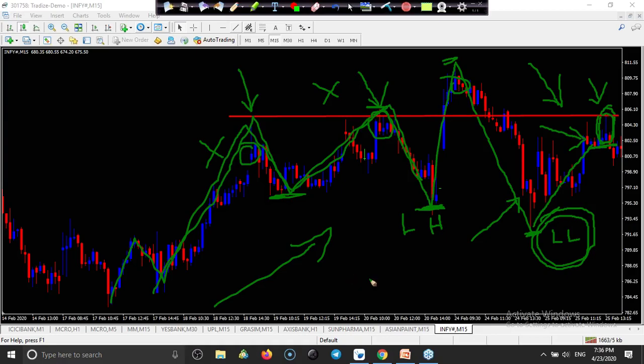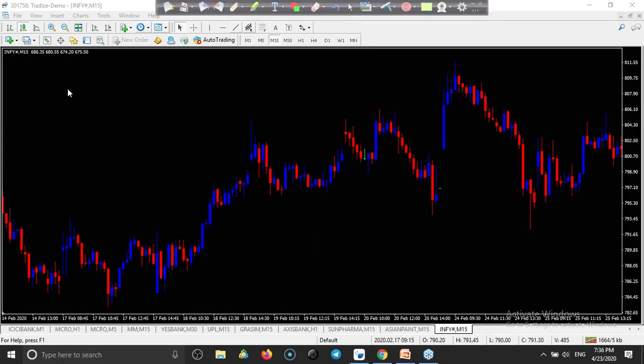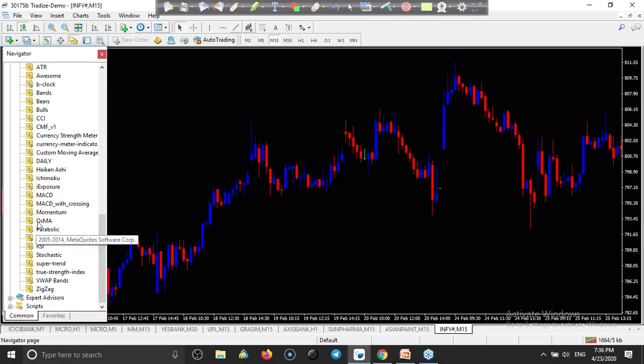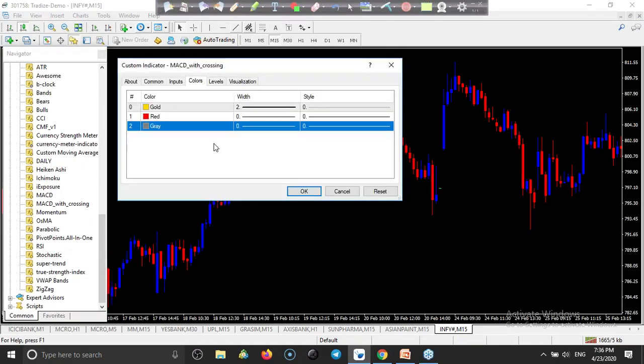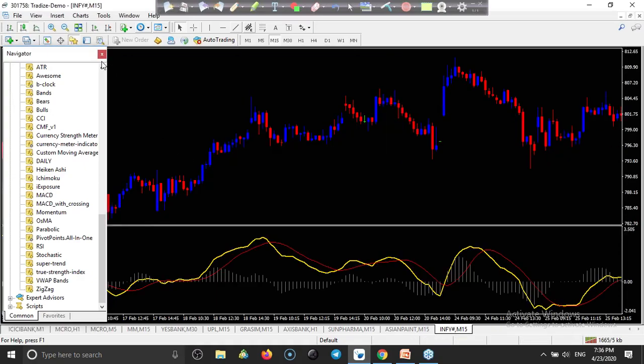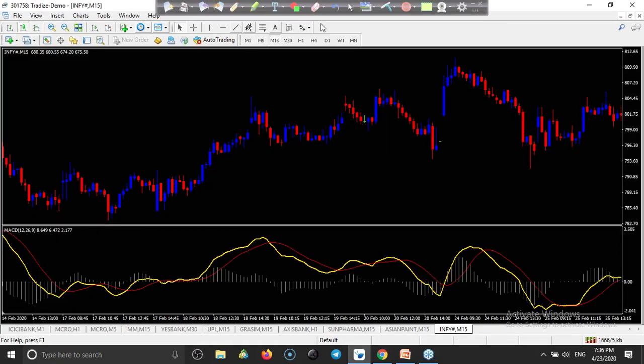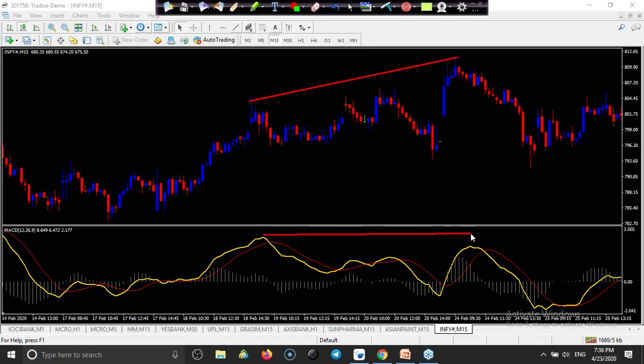If we use MACD or another indicator, we will find another thing here. Let me use MACD. Okay, MACD crossover. Let me use MACD divergence. Okay, now I can see. So we just connect the higher high and higher high, and now here you see, they are pointing upside and pointing downside here, and exactly now look.